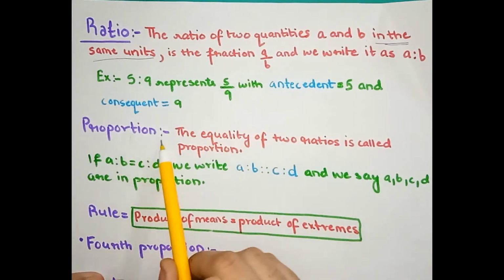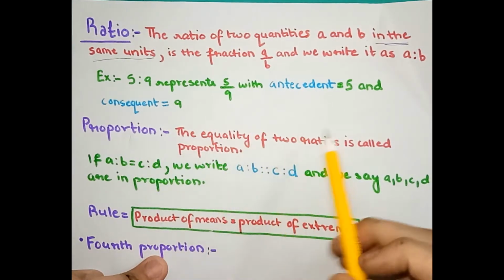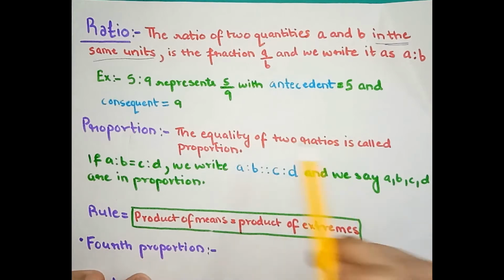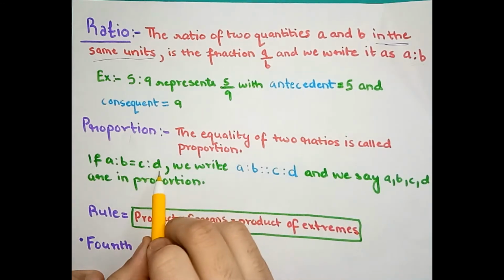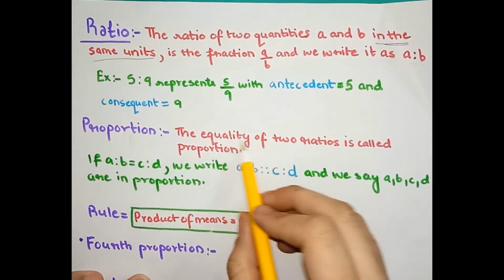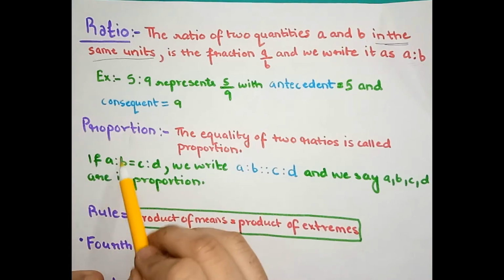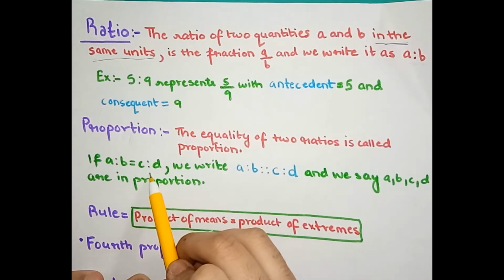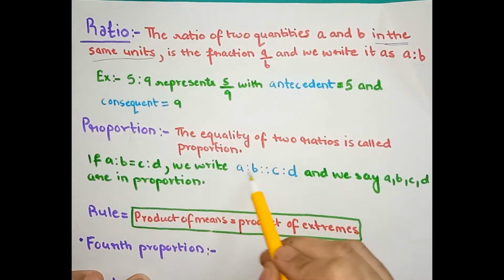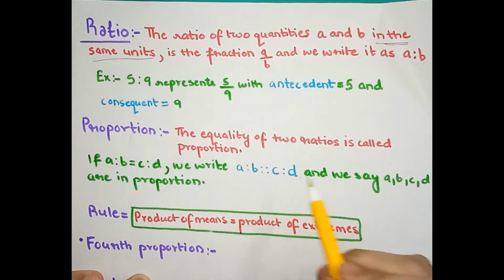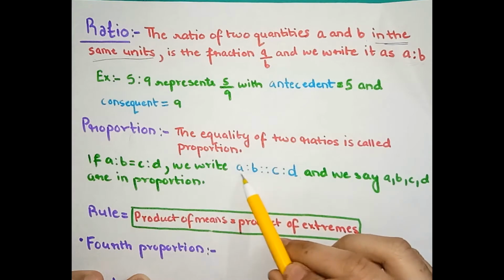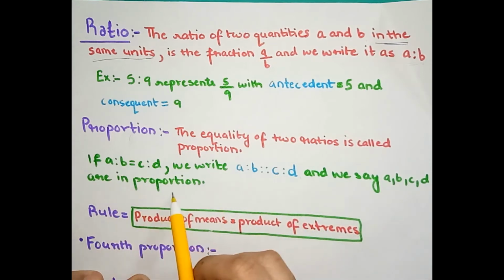So proportion over here is defined as the equality of two ratios. Now suppose A by B is one of the ratios and C is to D is another ratio. So equality of two ratios, that is if A is to B is equal to C is to D, then we write it as A is to B is proportional to C is to D. And what do we say? That over here A, B, C and D, these all are in proportion.